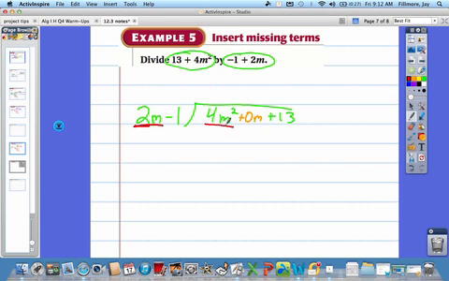Look at our 2m and our 4m to the second. Well, 2m goes into 4m to the second 2m times. If we divided 4m squared by 2m, we'd end up with 2m. So that goes above our imaginary m's down here because we group like terms above each other. So 2m up here multiplied by 2m in our divisor will be 4m to the second. And then 2m times negative 1 in our divisor is going to be negative 2m.